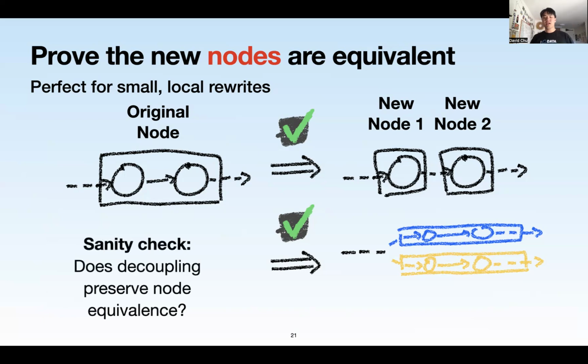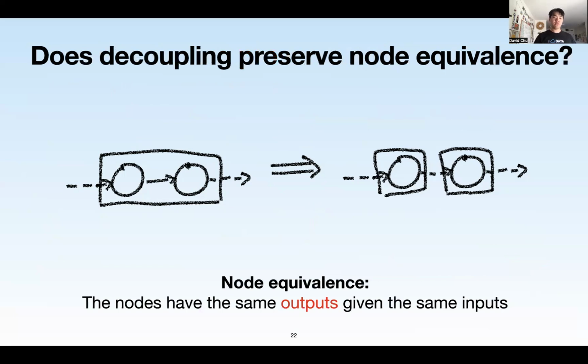Okay, so let's do a quick sanity check. Can we just sketch a proof of how decoupling preserves node equivalence? Well, let's see, okay? So here's our definition of node equivalence again. If the original node receives a message at time 0, it will process that message and output that message at time 0, let's say. Okay, in our new nodes, if it receives a message at time 0, the first node will finish processing and then send that message to the second node. Right? Let's say the network delayed it by 5 time units.